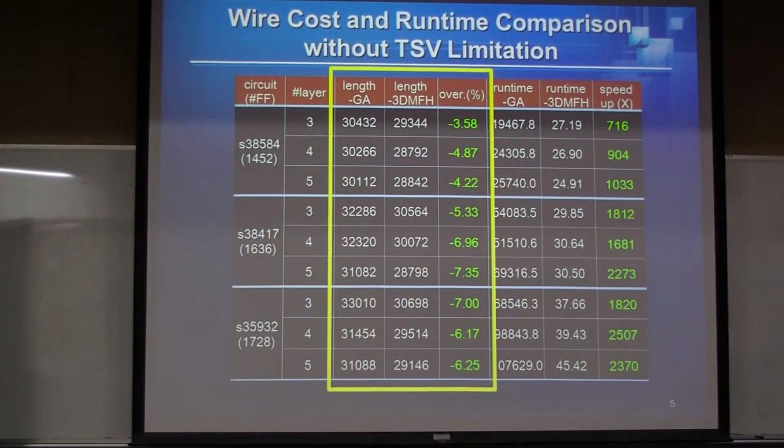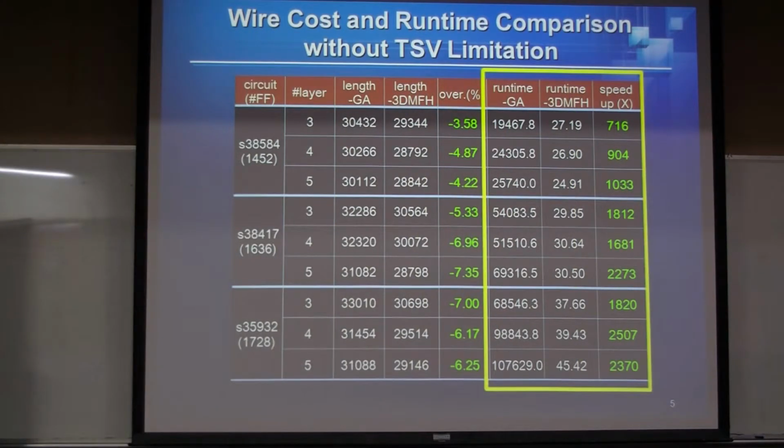This is a comparison between the proposed algorithm and the genetic algorithm without TSV constraints. The first column contains 3 ISCAS benchmarks. The highlighted section compares the scan stitching wire length of the 2 algorithms. The improvement varies from 3 to 7%. This section compares the execution time of the 2 algorithms. The proposed algorithm has improved the runtime by 2 orders at least.